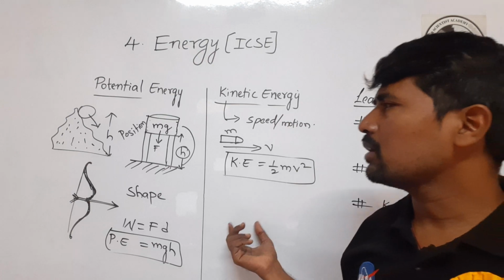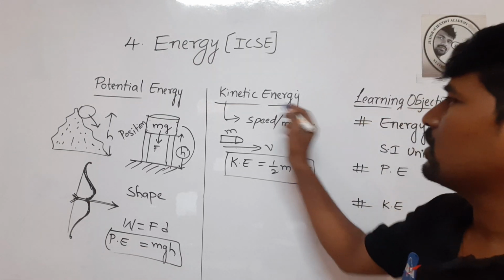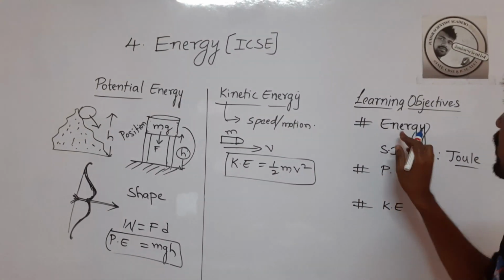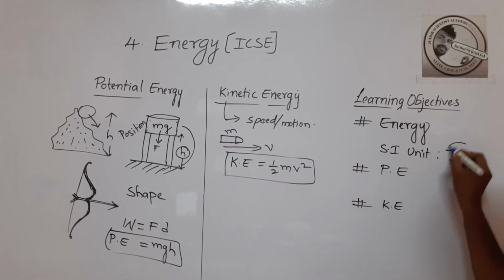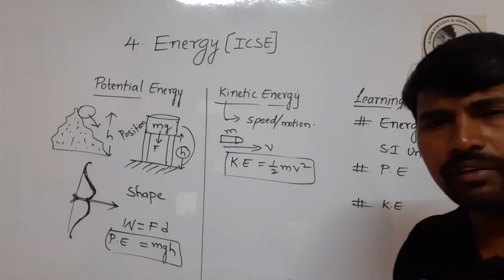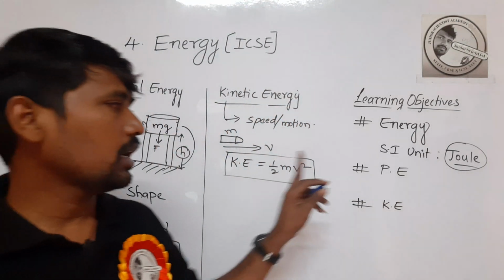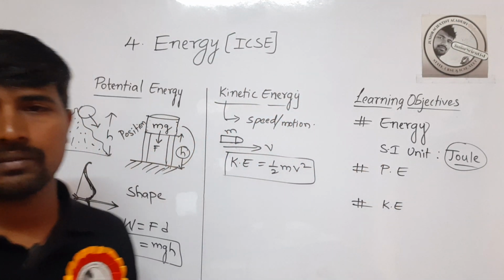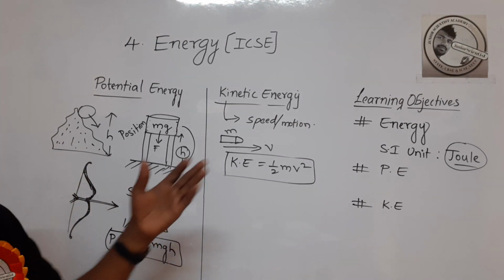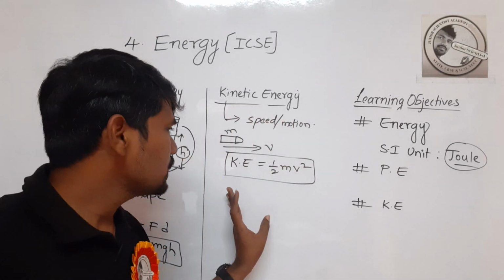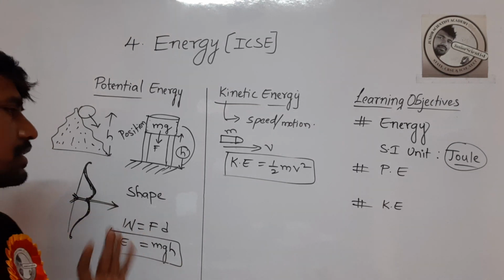So whenever the problem is given, here also the SI unit of energy, total energy, is joule only. Wherever it is electrical energy or whatever energy it may be, the energy unit is joule only. Next, the formula is different, but the SI unit is the same.